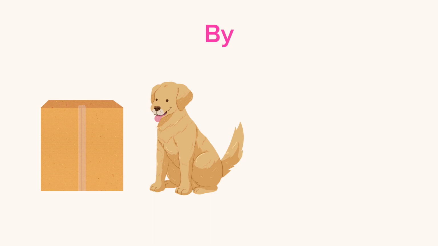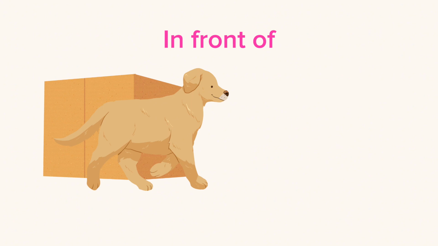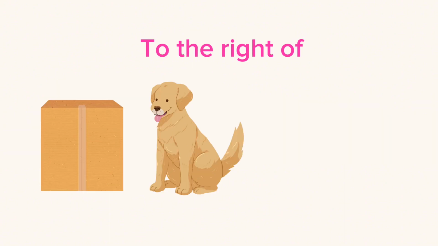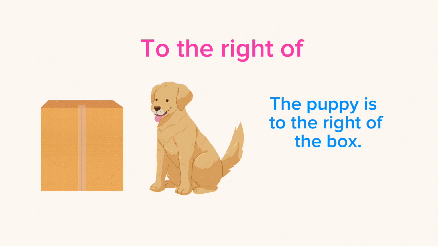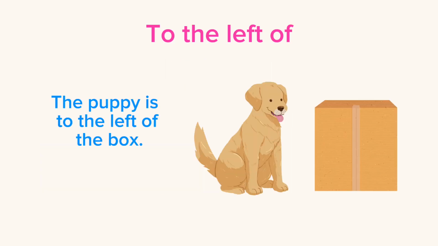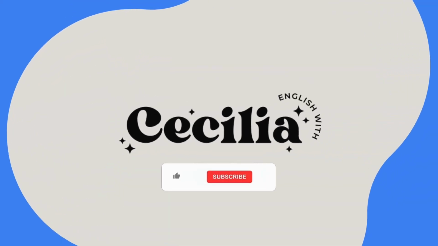By. The puppy is by the box. In front of. The puppy is in front of the box. To the right of. The puppy is to the right of the box. To the left of. The puppy is to the left of the box.